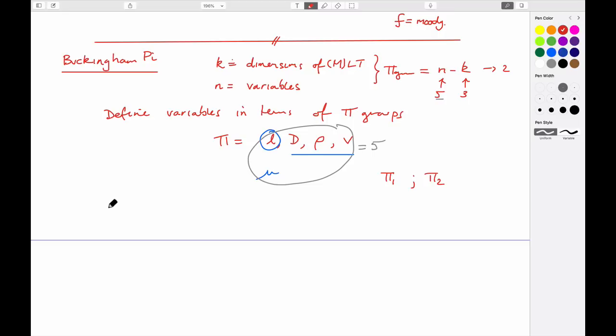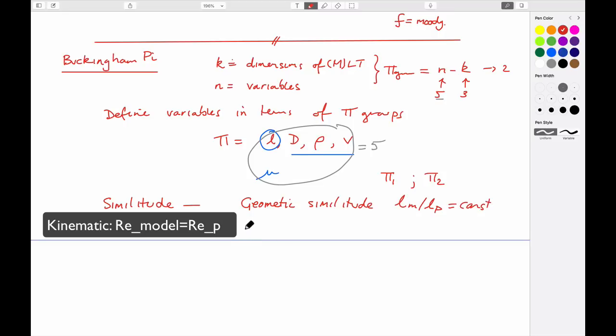And then if you want to apply similitude, we look for 3 main requirements. Geometric similitude, which just means that the length ratios in the model and the prototype are constant.